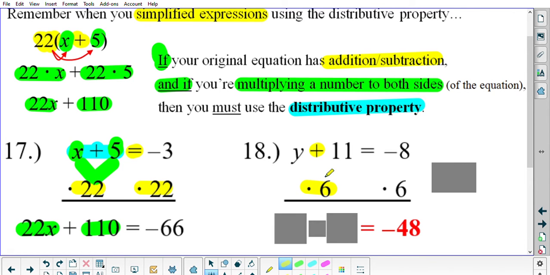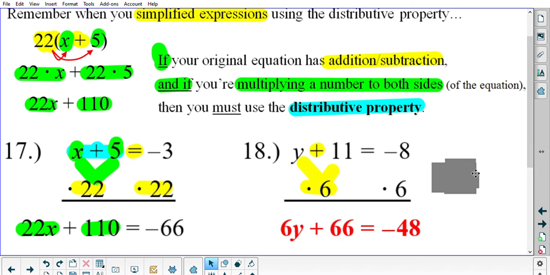This is where you must use the distributive property. 6 times y, but also 6 times the 11. 6 times y is 6y. Bring the addition symbol in between. 6 times 11 is 66. And that is how you would do an equation like number 18, y plus 11 equals negative 8, and you're multiplying by a number on both sides. Distributive property must be used on the left-hand side where there was the addition problem.